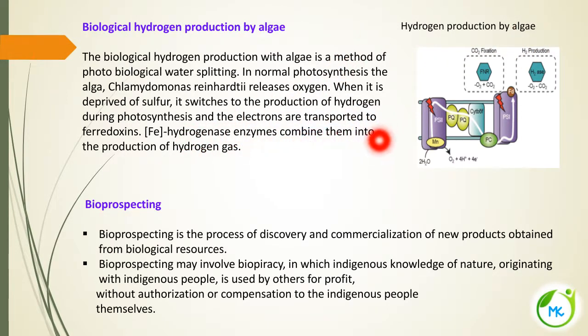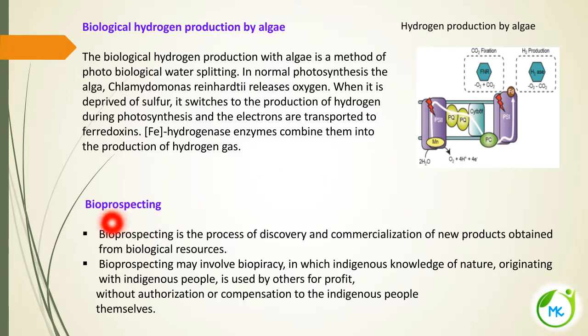And here the electrons are transported. In the normal electron transport chain, the electrons are transported to ferredoxin, and the ferredoxin hydrogenase enzymes combine them to the production of hydrogen gas.